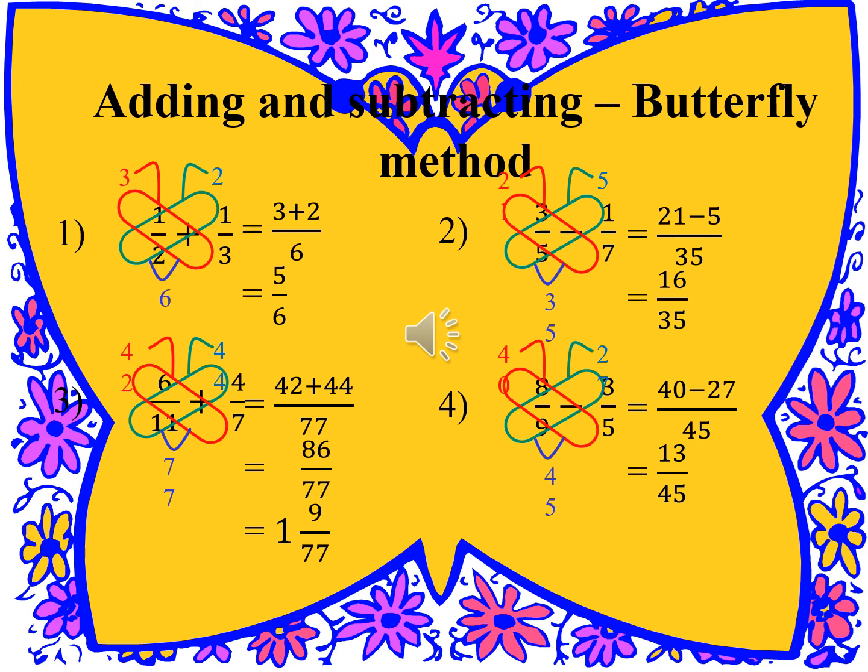Next step is to subtract the numbers on the antenna. So we have 21 and 5. So 21 minus 5 is equal to 16. And copying the denominator, we have 16 over 35. And since we can no longer reduce this fraction, this is already accepted as the final answer. So for numbers 3 and 4, you may do that in your spare time. Kindly copy the given, and you can also check if your answers are correct later.